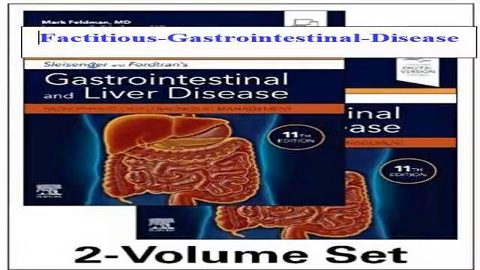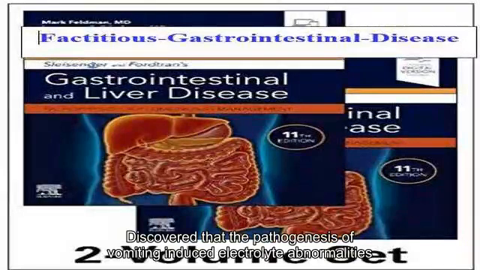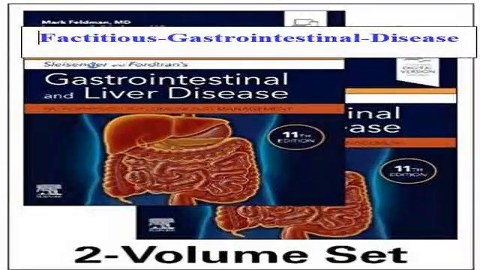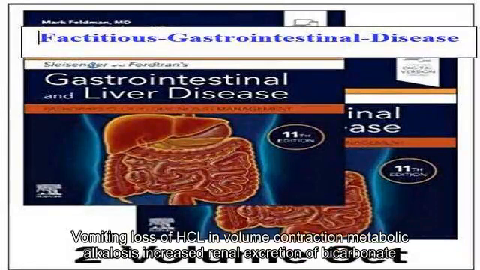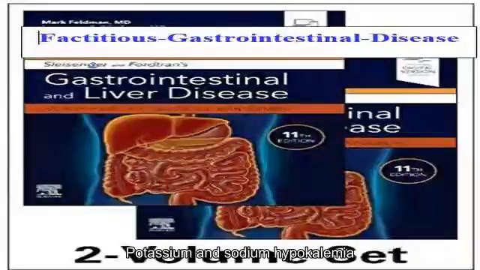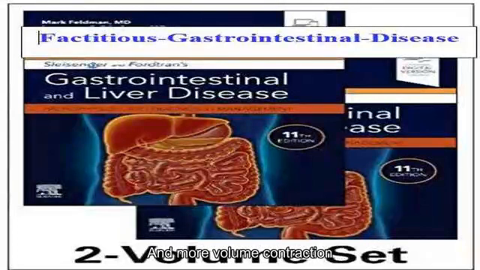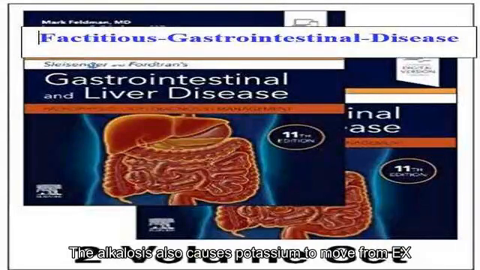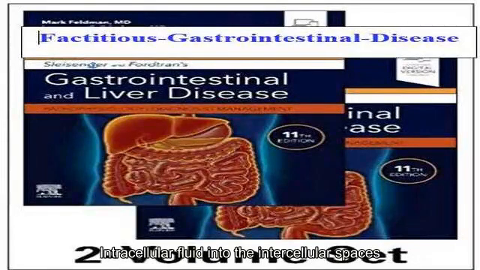61 Based on subsequent clinical research, it was discovered that the pathogenesis of vomiting-induced electrolyte abnormalities is as follows: vomiting, loss of HCl and volume contraction, metabolic alkalosis, increased renal excretion of bicarbonate, increased renal excretion of potassium and sodium, hypokalemia, and more volume contraction. The alkalosis also causes potassium to move from extracellular fluid into the intracellular spaces, further reducing the serum potassium concentration.